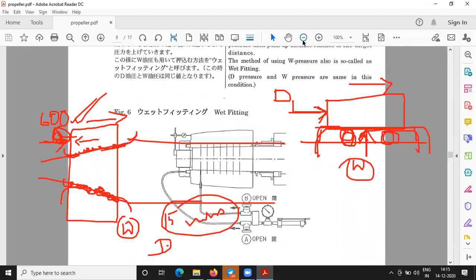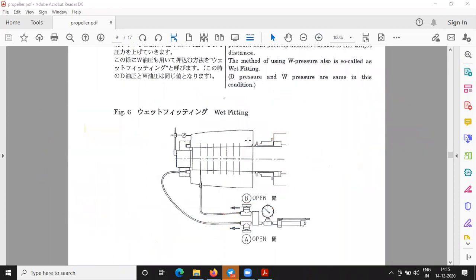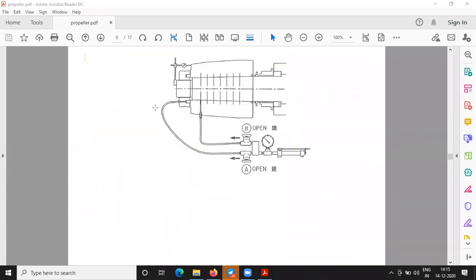So are we shutting down the wet pressure valve? Yes, sir. D pressure will start increasing, no? Yes. So for that we have to shut the valve B, no, sir? Sir, you can shut the valve B also.